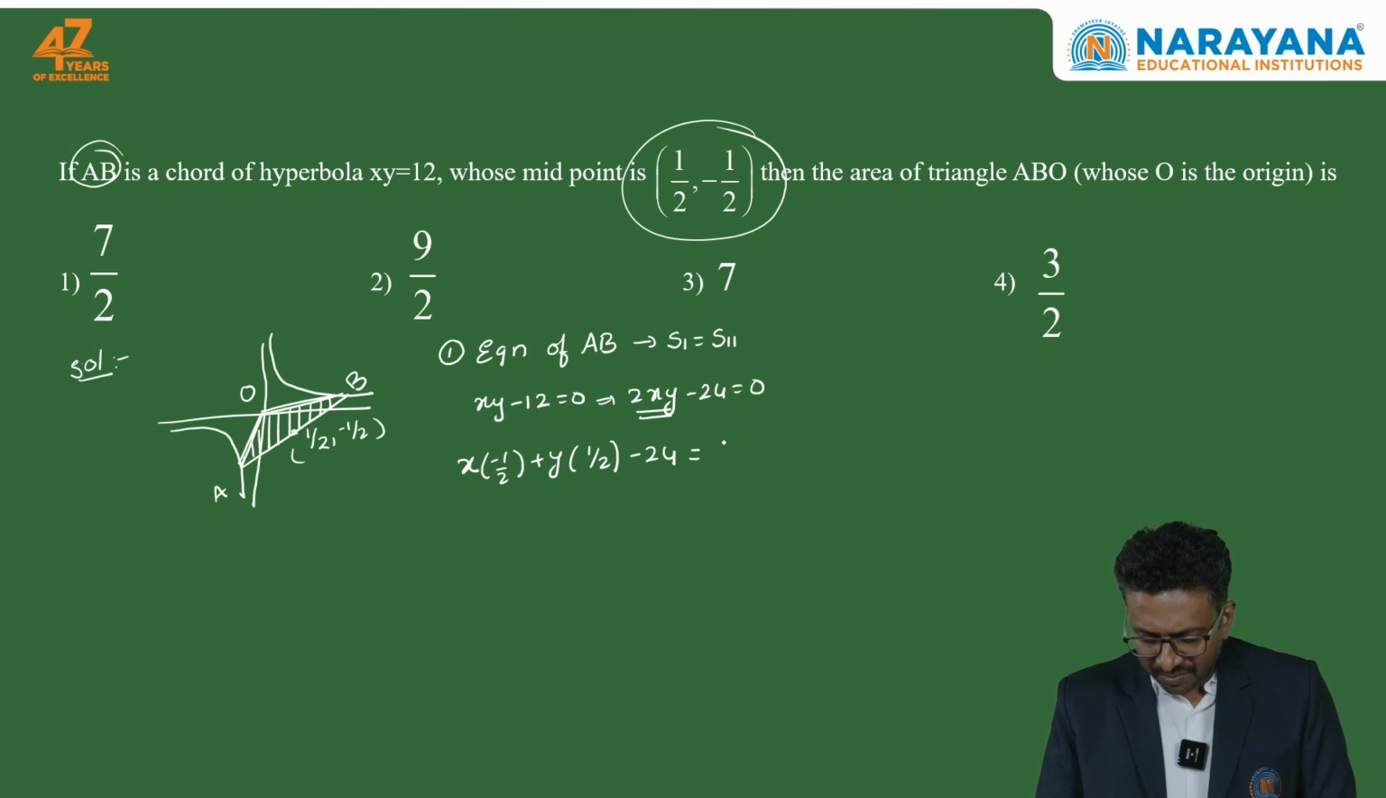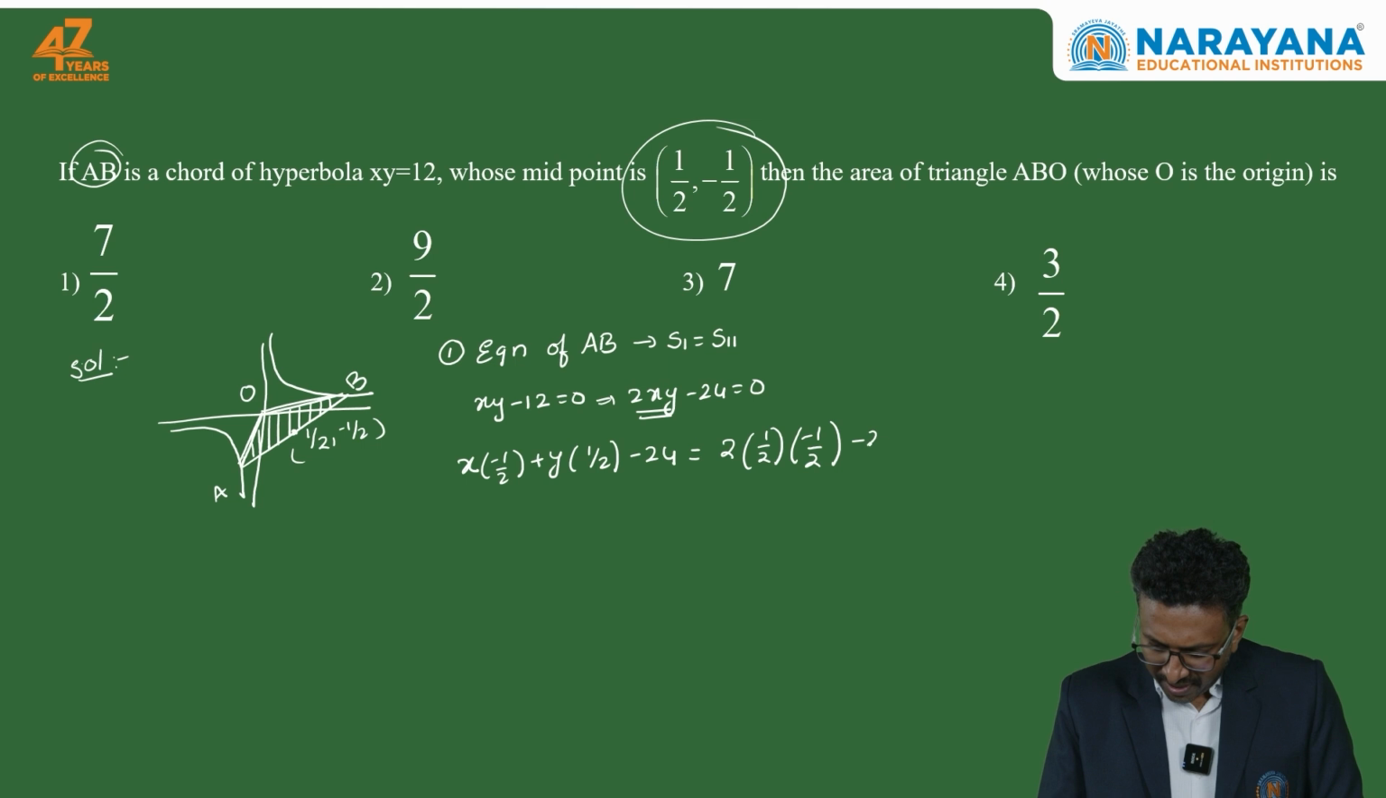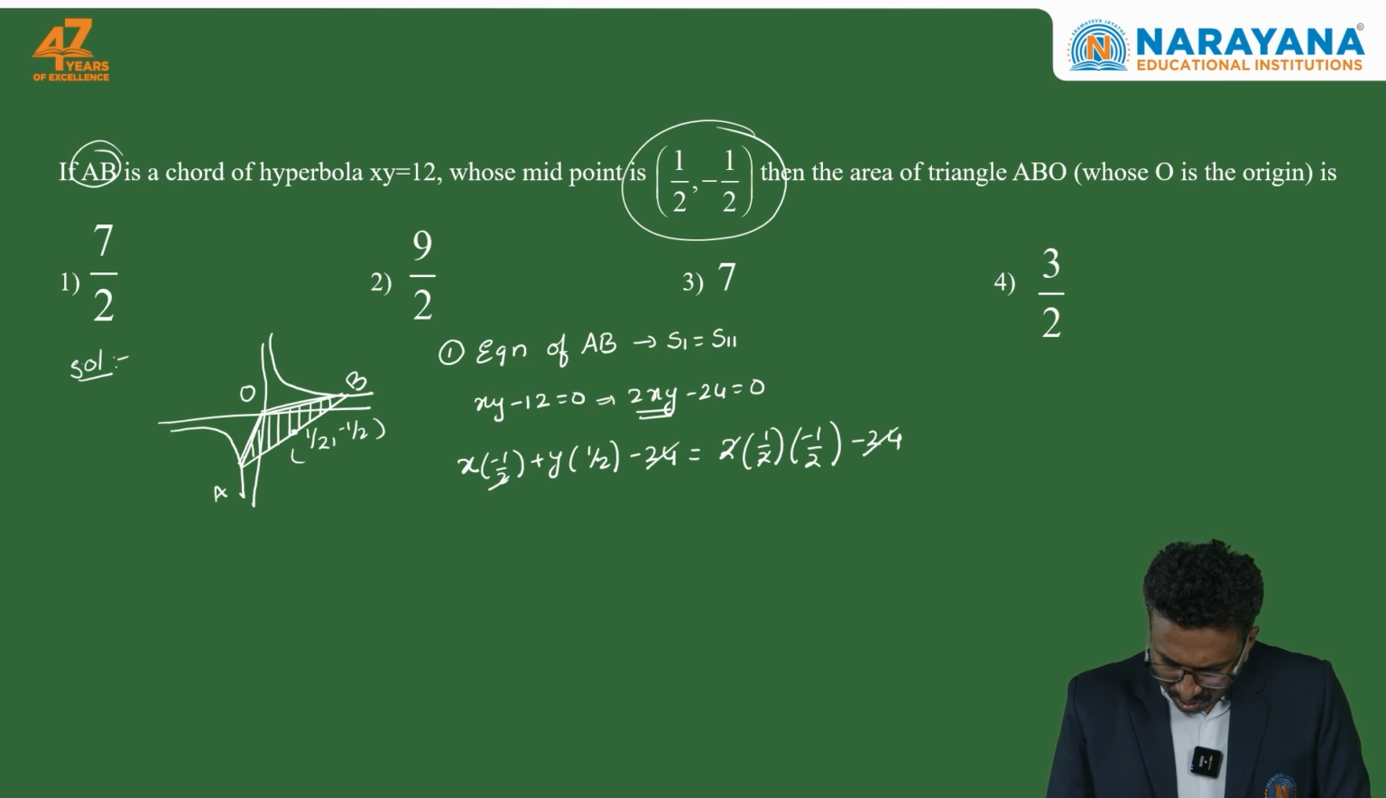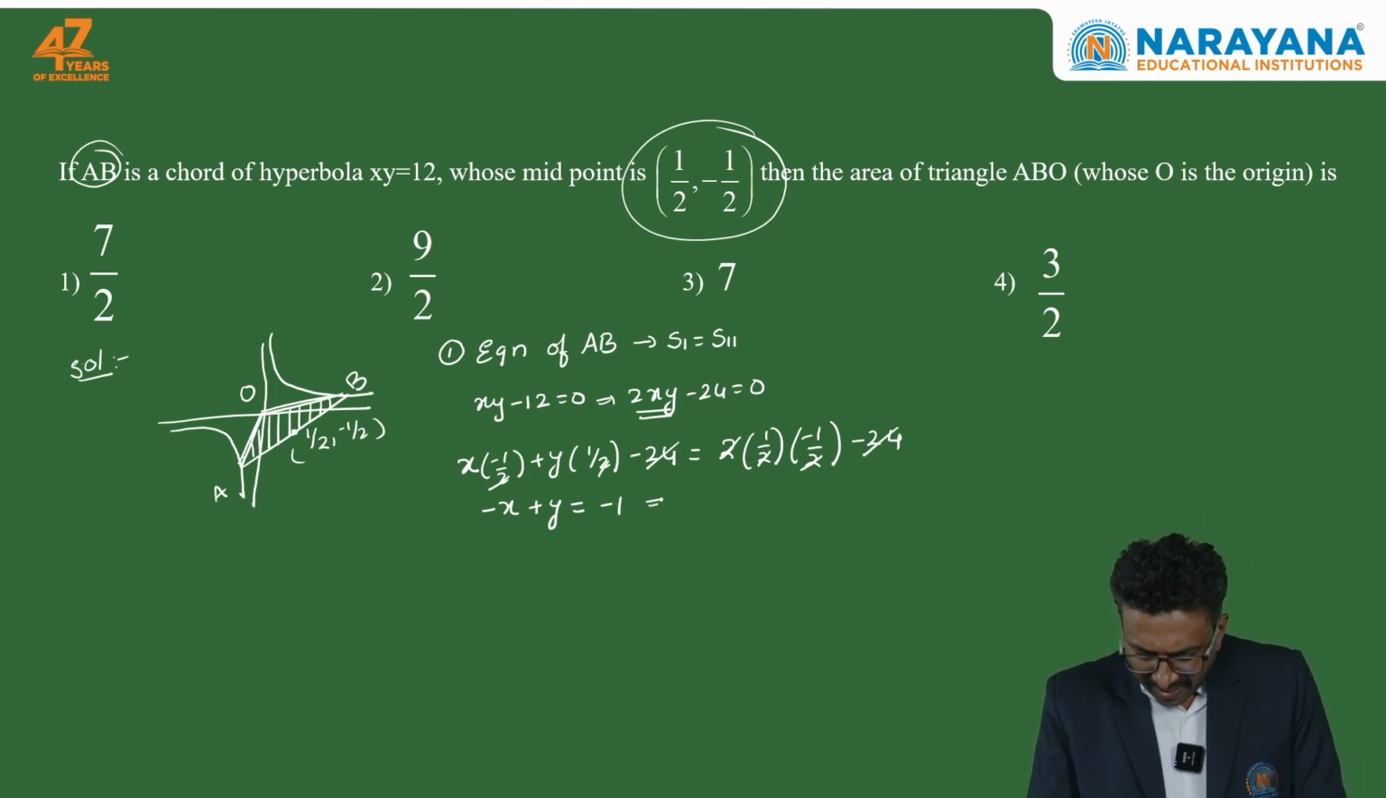S11 is a complete substitution. 2 into, in the place of x you substitute 1/2, in the place of y you substitute minus 1/2, minus 24. So these two get cancelled, 2 and 2 get cancelled. You can see this 2, 2 and 2 are also getting cancelled. So you get the equation minus x plus y is equal to minus 1, which implies x minus y is equal to 1.